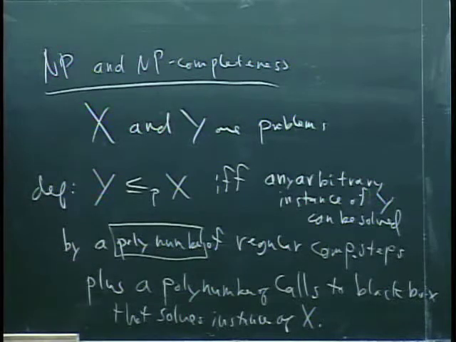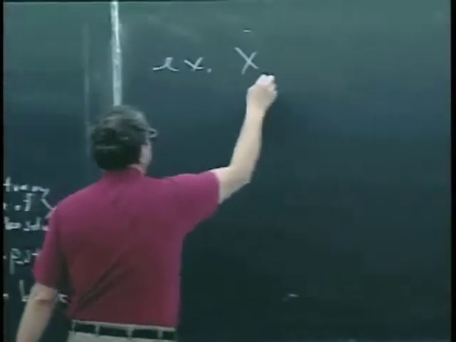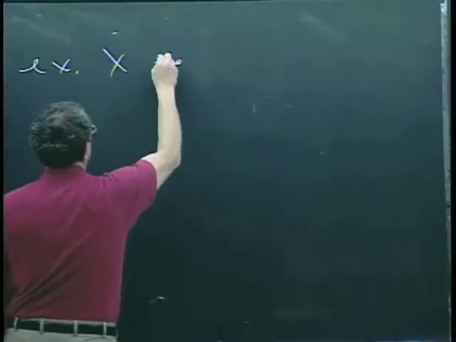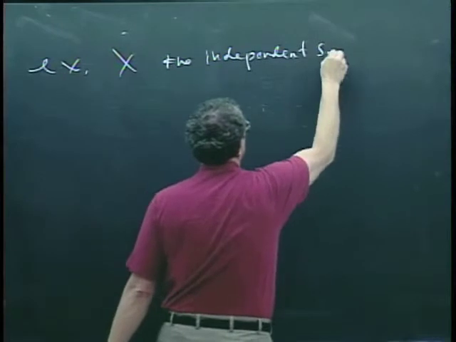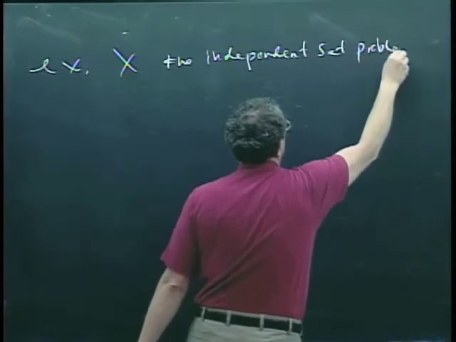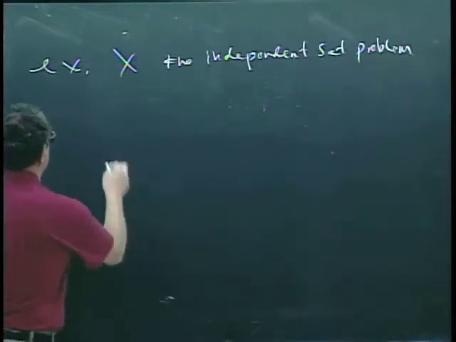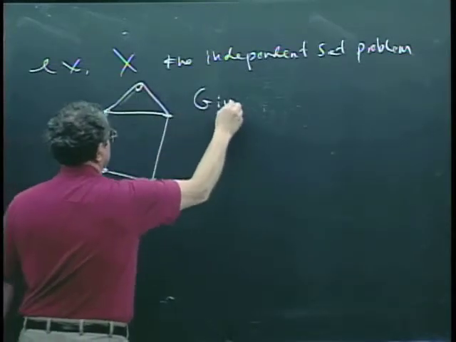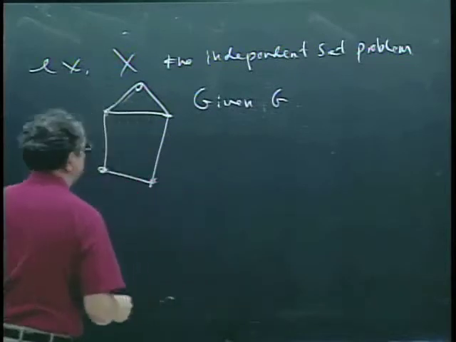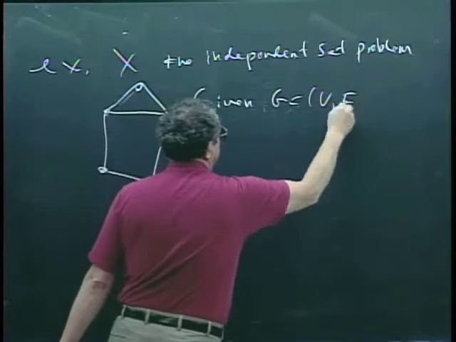Let me try to make this concrete with the following example. X is going to be the independent set problem. And what's independent set? Independent set is you're given a graph. So you're given some graph G, and that's the vertex set and the edge set.